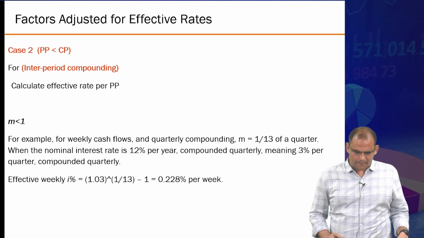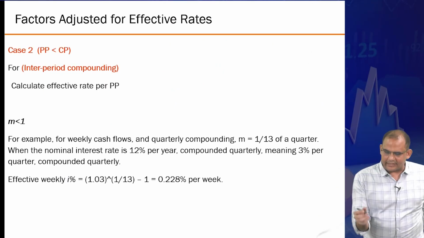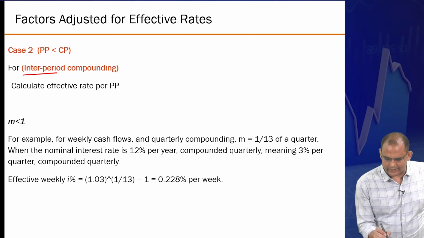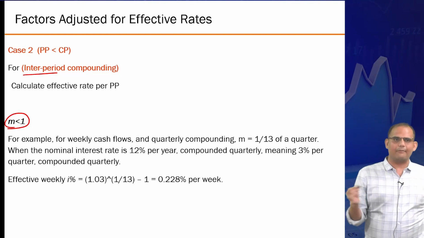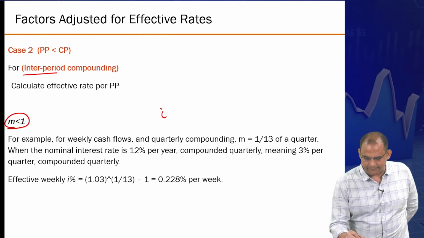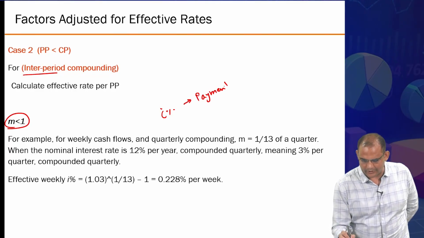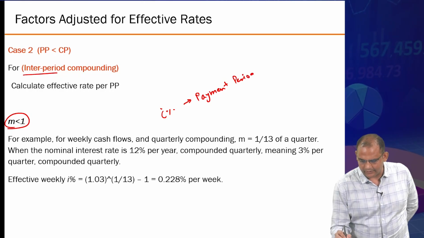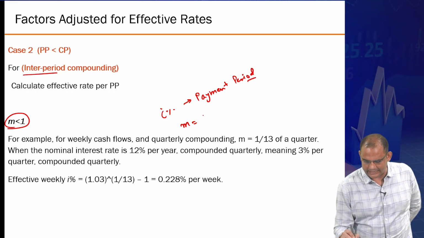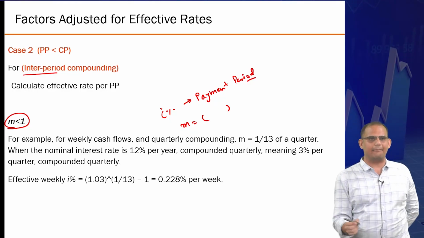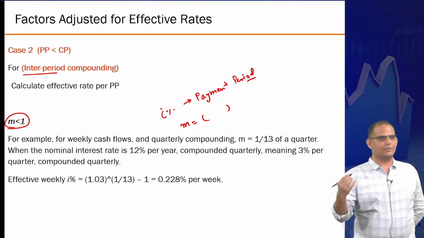Okay. So this is in case there is interperiod compounding. In that case, with the same formula we have been using, you have to estimate the i% per payment period. That formula is the golden rule. And instead of dealing with m as natural numbers, you are dealing with m as fractions now, because they will become smaller values.